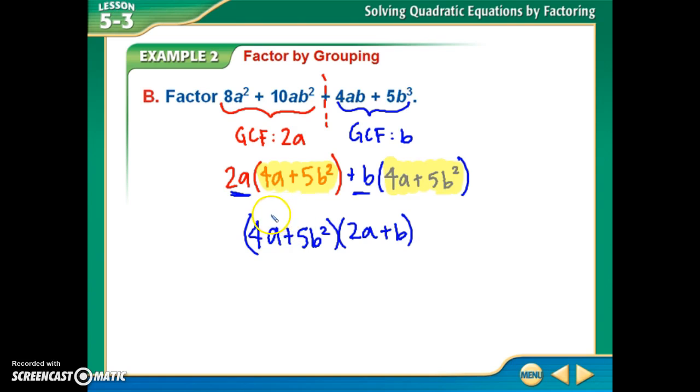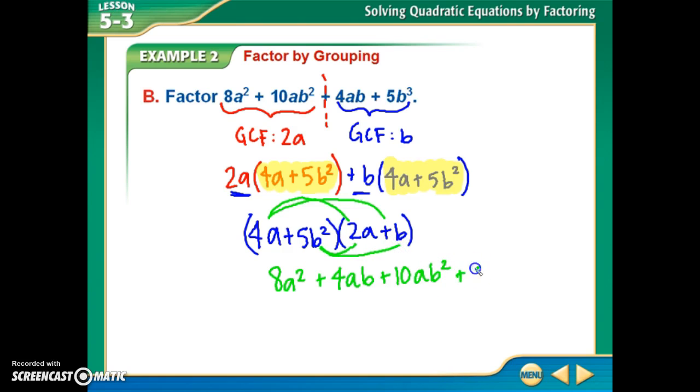So for this one, we'll FOIL. We do 4a times 2a to get 8a squared, 4a times b to get 4ab, 5b squared times 2a to get 10ab squared, and 5b squared times b to get 5b cubed. And this is the same exact equation we started with, except 4ab is in front of 10ab squared.